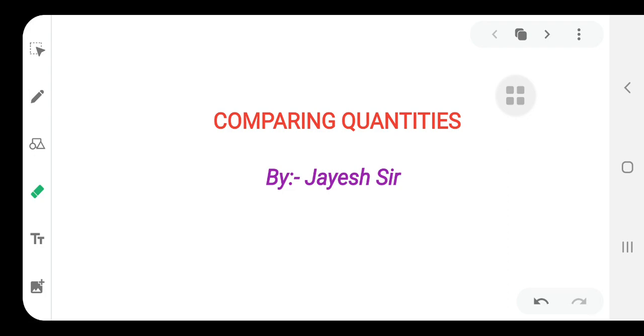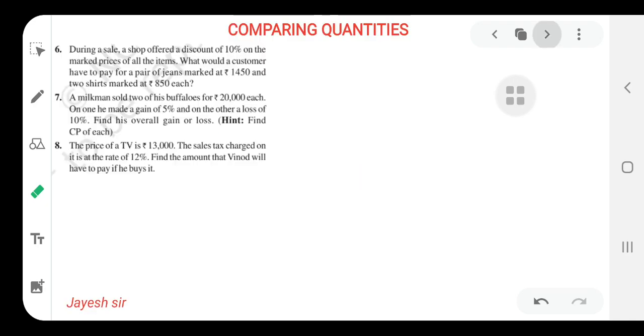Comparing quantity means that the comparison can be done between two things. That means for comparing we need at least two things. So that is the basic concept of the chapter comparing quantities. That is the meaning of the chapter comparing quantities. I hope you all might be getting it. Now let us begin with the word problem.